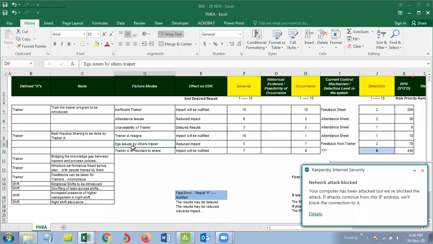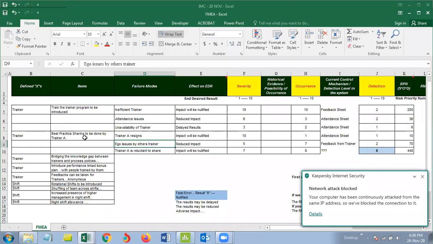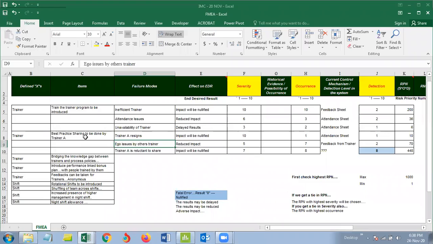Well, they have ego issues with this trainer. This trainer A wants to share the best practices with them, but they are not comfortable. They have problems with this guy. Well, you are my peer. Why should I take instructions from you? Well, they can have ego issues that will again spoil that entire purpose.